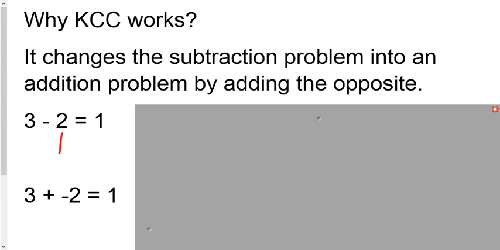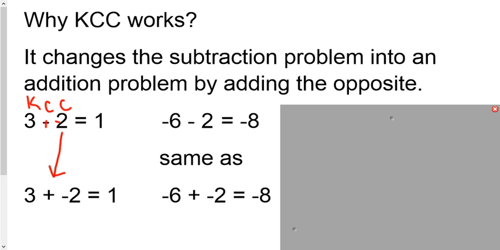3 plus negative 2 equals 1. We took the subtraction problem and we turned it into an addition problem by adding the opposite of the second number. Now that sounds really complicated, but stop and think about this. Keep, change, change. We're keeping the sign of the first number, we're changing the subtraction to addition, and we're going to change the sign of the second number. And now this becomes that.